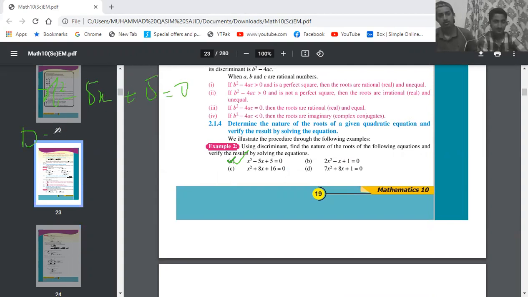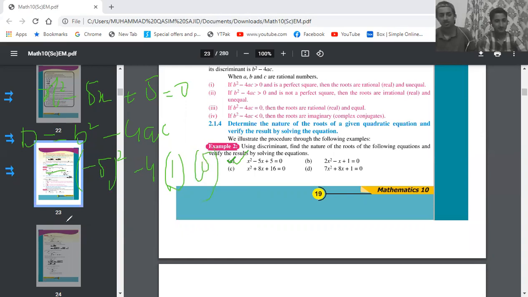So the discriminant must be b square minus 4ac. b square is minus 5 square, 25, minus 4 times a, which is 1, times c, which is 5, so 20. So this value is 5. So the discriminant value is greater than 0, and this value is 5.